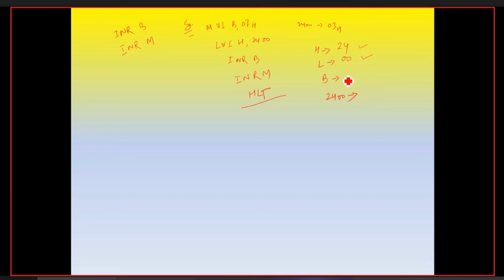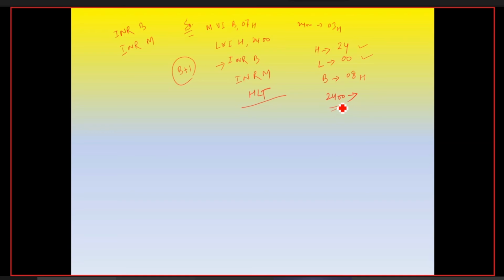08. 7 क्यों होगा? वी आर परफॉर्मिंग INR B. वो सब B वाला है ना. Okay, INR B means what? B plus 1. Okay, 7 is there, means B plus 1 it becomes 8.